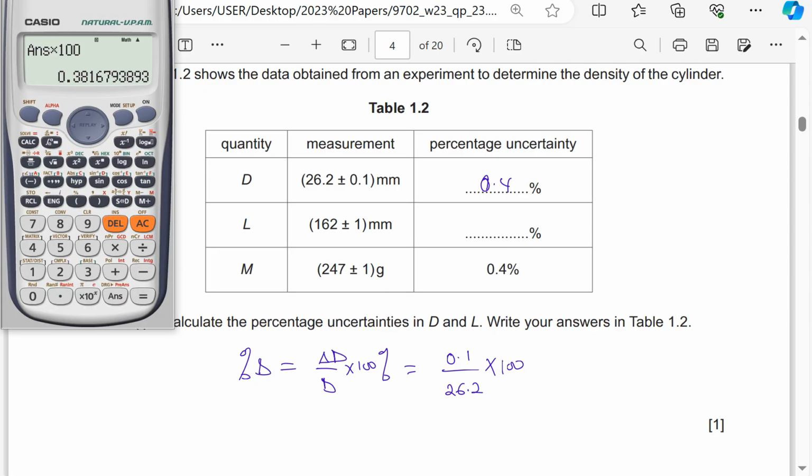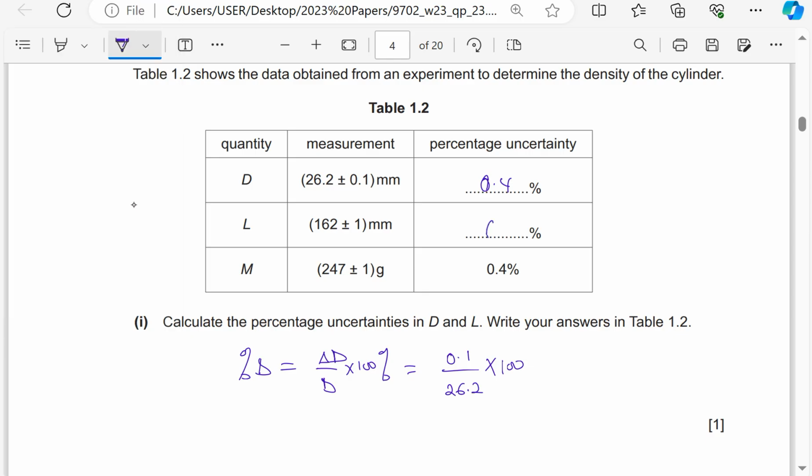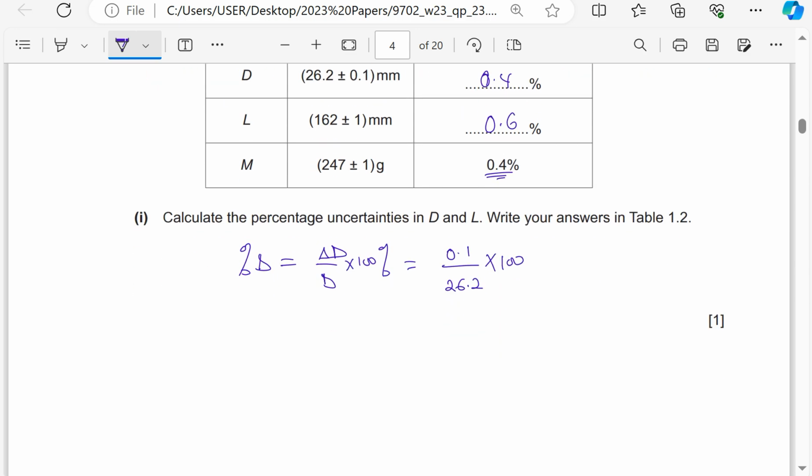Then for the other one, I'll just put in the calculator 1 divided by 162 times 100, which is 0.6. I'm just maintaining the same number of significant figures here.